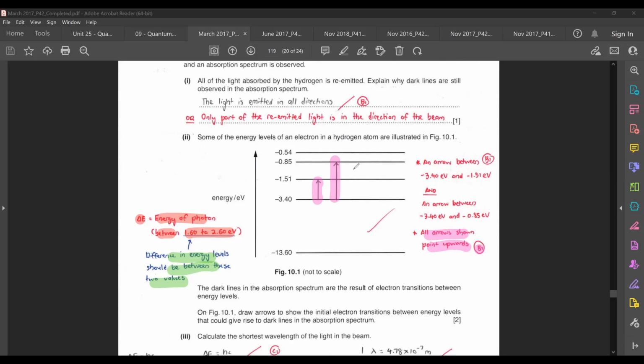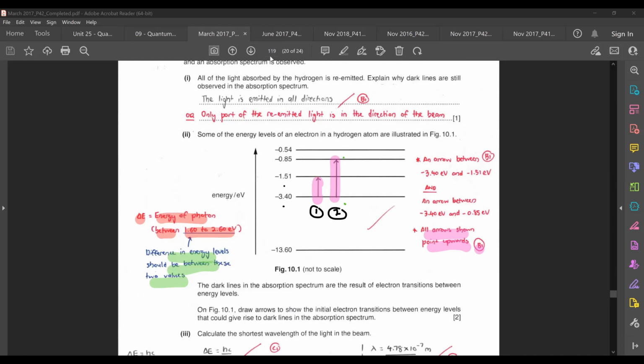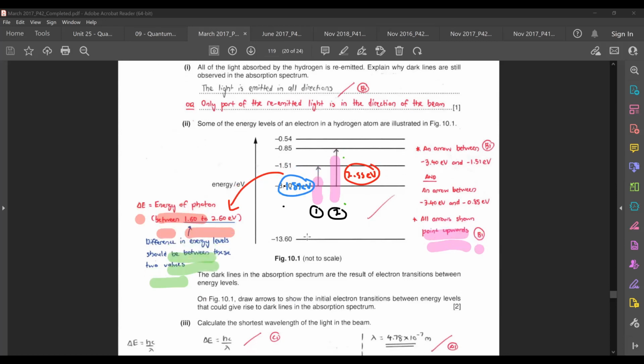What are the transitions? It's actually just these two. This is the first transition, this is the second transition. It will be between 3.4 to 1.51, and between 3.4 to 0.85. These are the possible transitions. If you want, you could quickly calculate it out also. 3.4 minus 1.51 would give you 1.89 eV for the first one. For the second one, 3.4 minus 0.85 will give you 2.55 eV. So they are still within the range here. All other transitions are either below the range or above the range, so you don't draw those.